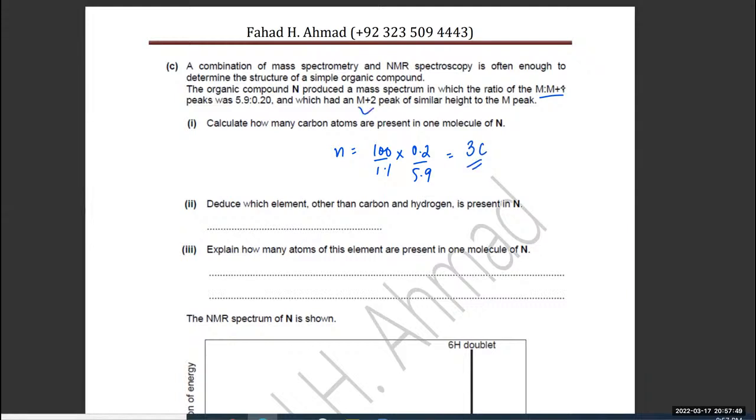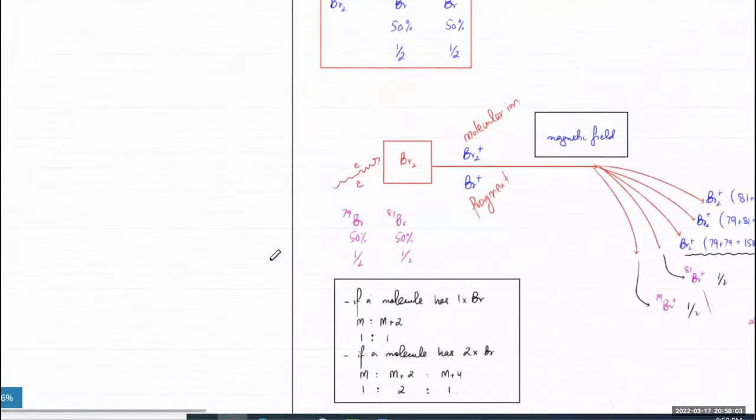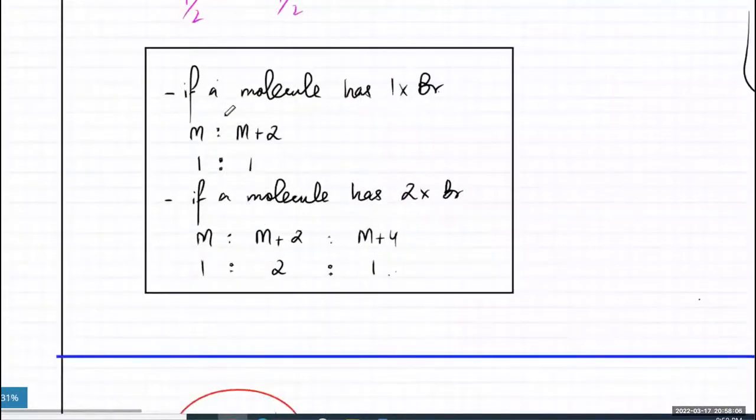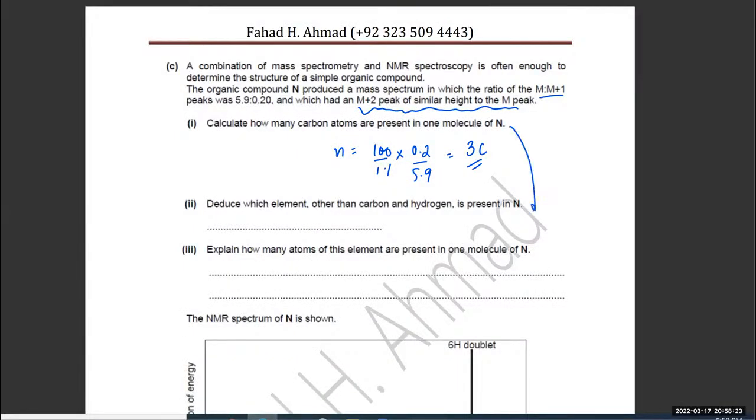And then there's an M+2 which has a similar height to the M. What does that indicate? Not benzene. When you have similar heights, it's bromine. That was because the probability of getting 79 and 81 was exactly the same. So this one indicates that there is exactly one bromine, right? So far I know that I've got 3 carbon atoms and 1 bromine.